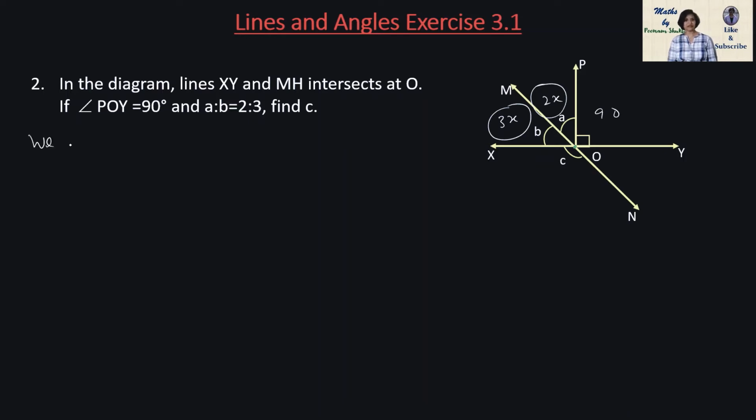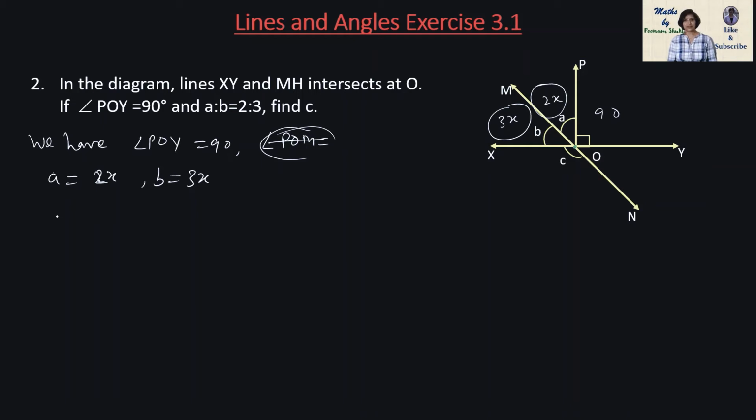We have angle POY equals 90 degree. Angle POM, or directly you can write, no confusion, A equals 2x and B equals 3x, because A and B is given, so we won't write in that way.